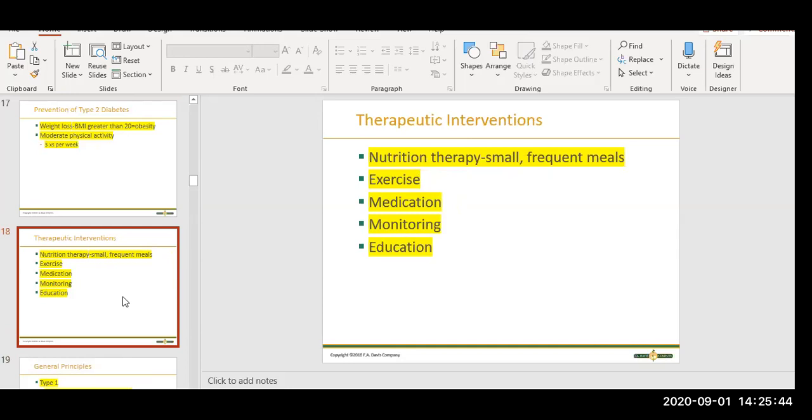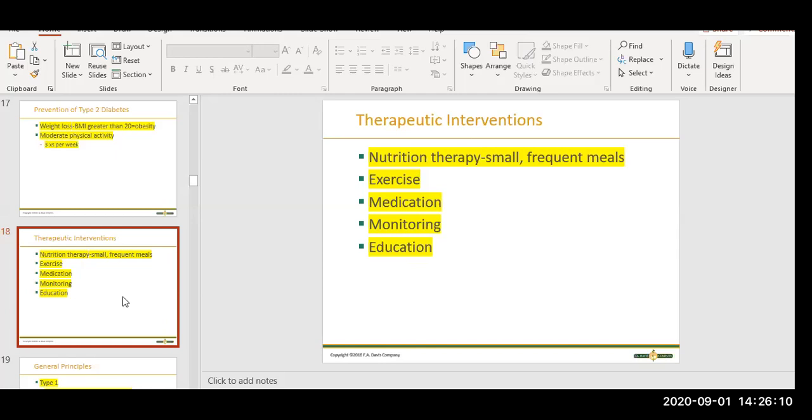So therapeutic interventions for diabetes: small, frequent meals. If you're trying to start a fire, you don't just take a big log and put it on in the morning, and then about 4 hours later, take another big log, and then about 4 or 6 hours later, take another big log. No, the fire won't burn. You take little bits of kindling and wood and stuff like that, and every hour, 2 hours, you give it a little something-something, right? That's how your metabolism works.